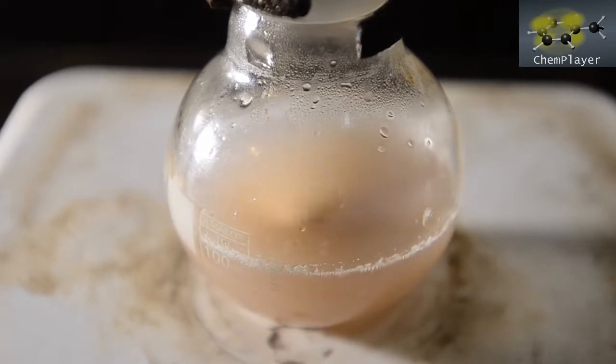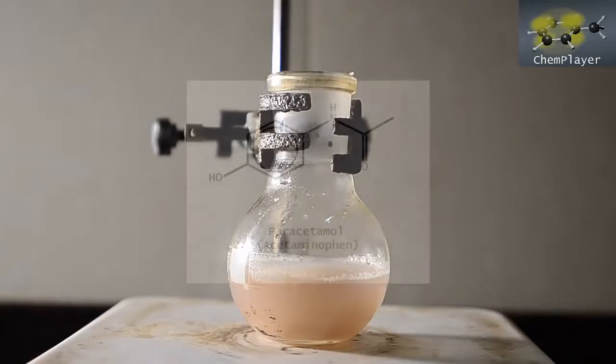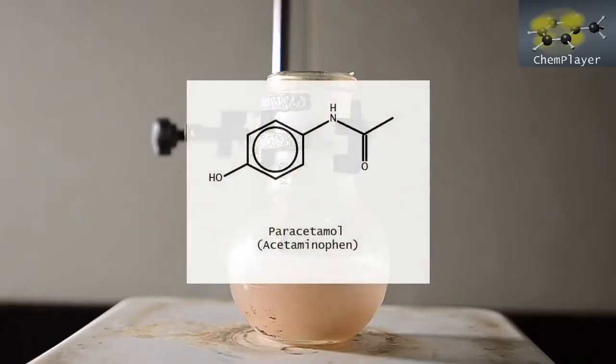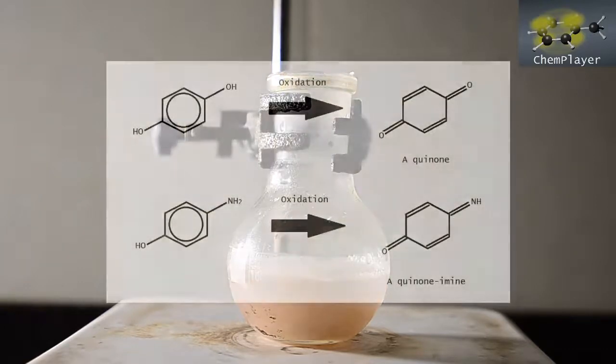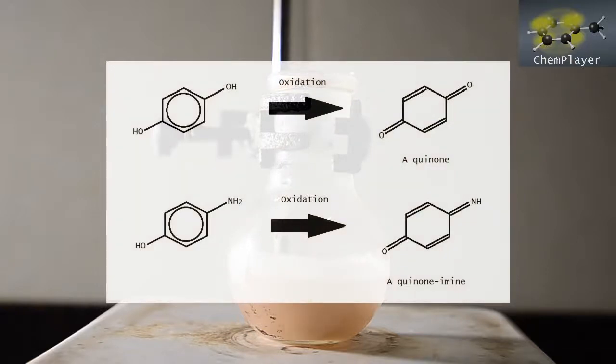We've covered a mechanism for alkali hydrolysis of amides in a previous video, so check it out for more details. But let's have a closer look at paracetamol because it's an interesting molecule. Paracetamol is the acetylamide of para-aminophenol. And despite the benzene ring, phenols like this are quite reactive. One reaction they can easily undergo is oxidation.